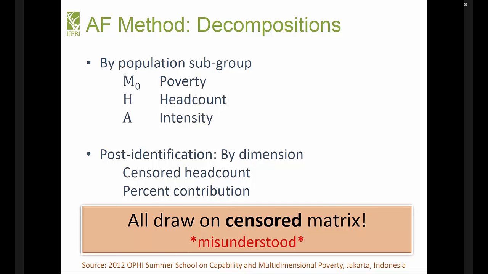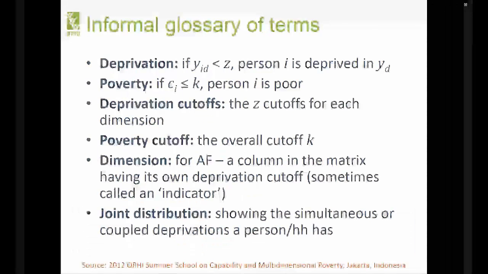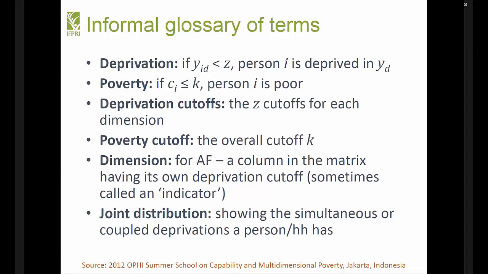Glossary of terms. Deprivation means the achievement is less than the cutoff. You're poor if the number of dimensions, or the proportion or weighted average of the dimensions in which the person is deprived, is less than the cutoff chosen. The deprivation cutoffs are the Z's, right? So here there's a difference now because it's multidimensional. The deprivation cutoff is the cutoff for every dimension. It's the vector. The poverty cutoff is the K.